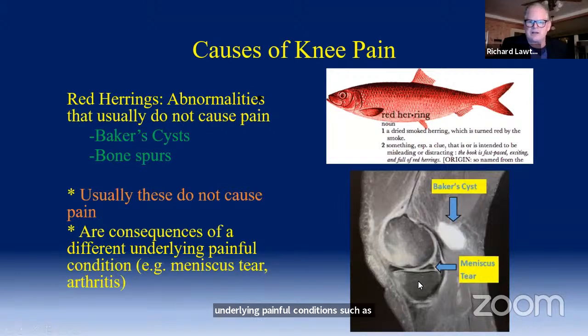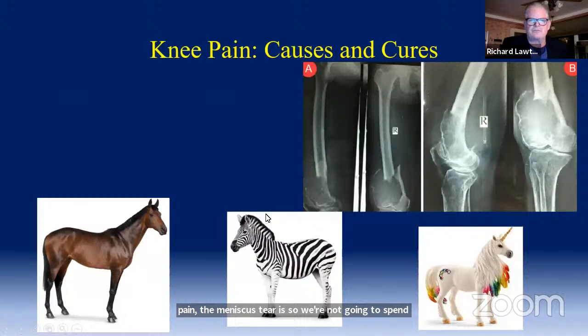This MRI slide shows somebody who has a Baker cyst. This white circle here is a cyst behind the bone of the femur and the tibia here, and usually occurs in the presence of a torn meniscus that allows the joint fluid to get squished into this. So in this setting, that means the Baker cyst, while easily seen on an MRI, is not the cause of the pain. The meniscus tear is. So we're not going to spend a lot of time otherwise on these other topics.